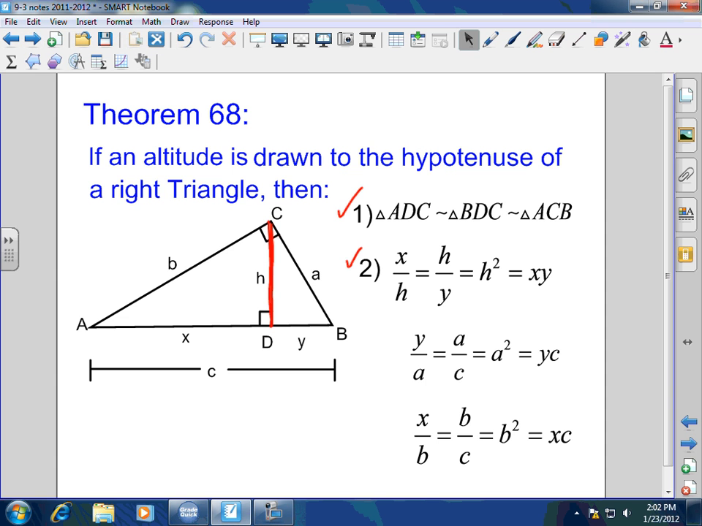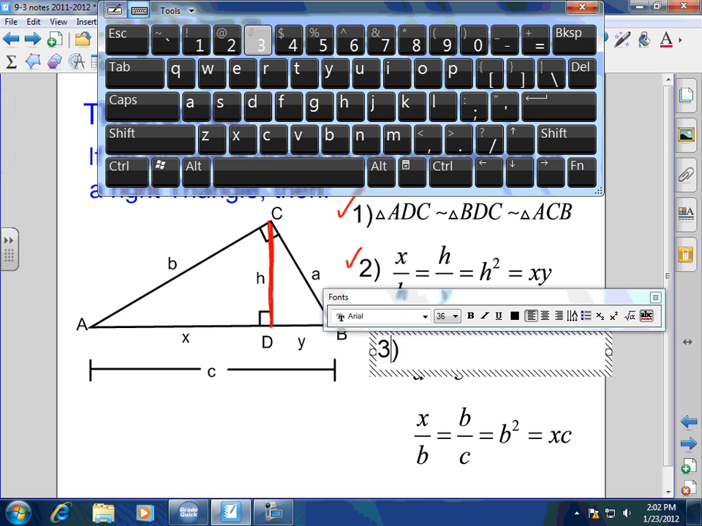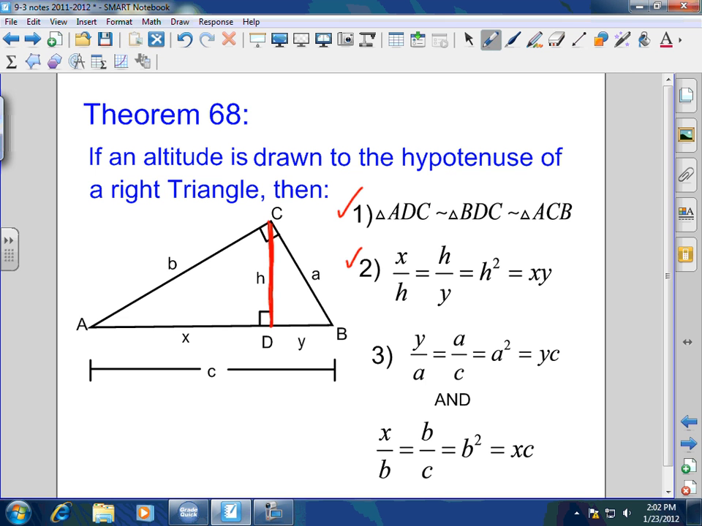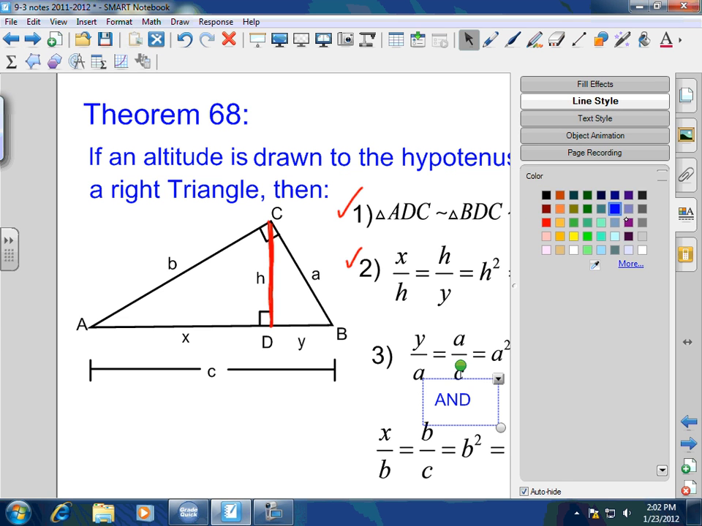Everything that I'm doing here, I already did in the last slide. This is just the actual theorem that we're working on now. Sorry about this. Apologize. And then you have your third statement. And I should put here "and," because it really depends on which side you're talking about. Okay, so I'm going to go ahead and actually make that blue so that you can see it.